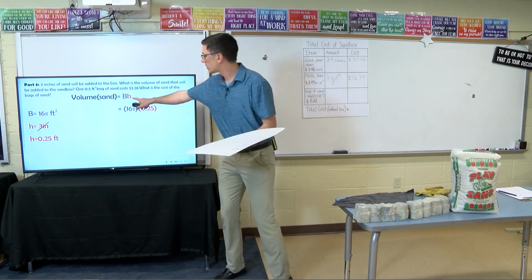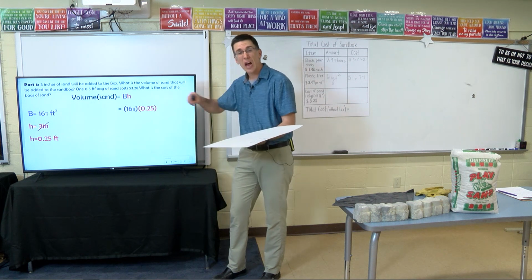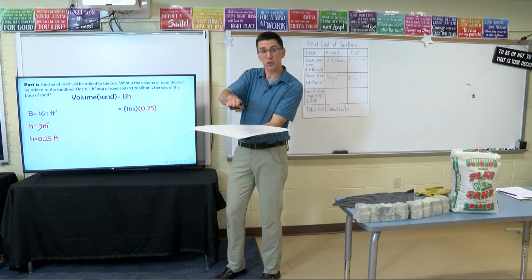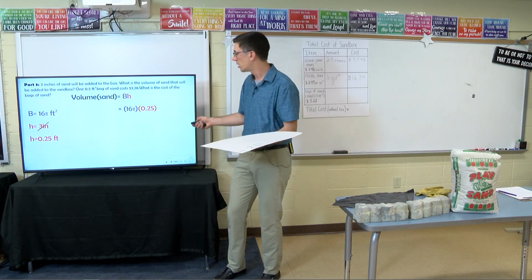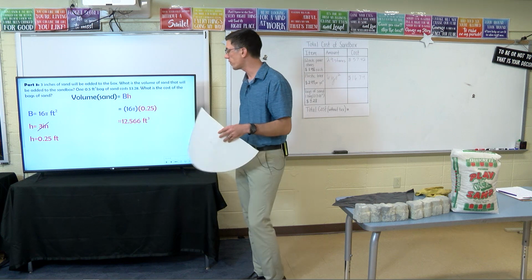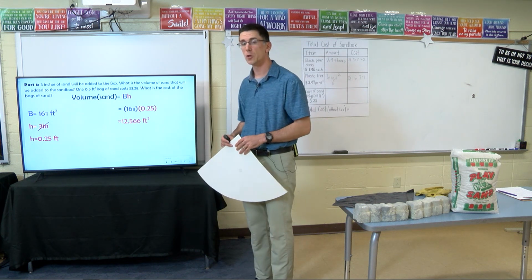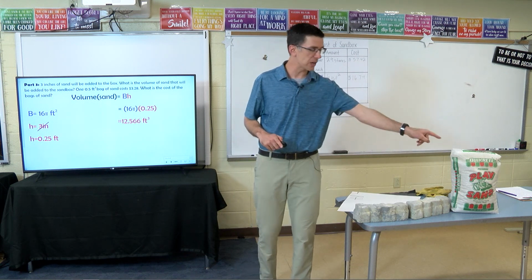So now we're going to multiply. Remember, this big B stands for area of the base. The H stands for the height of the prism, which is the distance between the 2 parallel and congruent faces that are called the bases. And we multiply this, and the volume is 12.566 cubic feet.